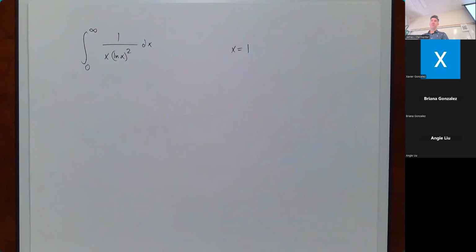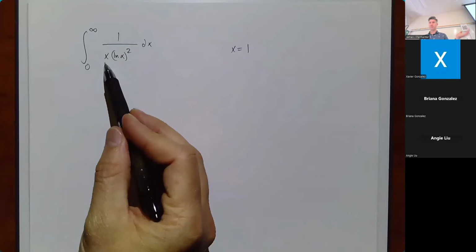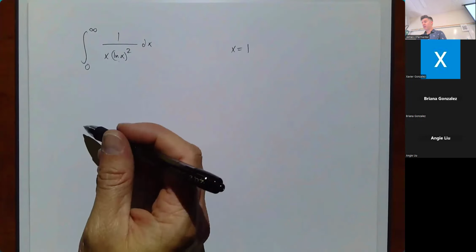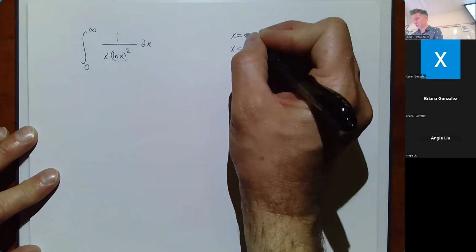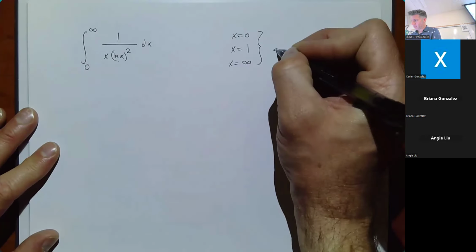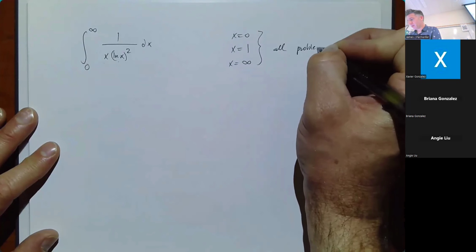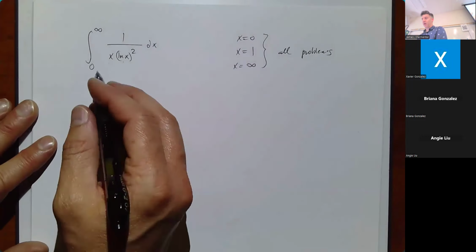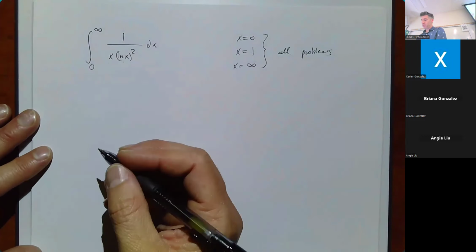Is infinity a problem? Always. Is zero a problem? For sure. For actually both pieces, right? Divided by zero and natural log of zero, both issues. So here, x equals 0, x equals 1, and although I don't like to write it, x equals infinity are all problems. And you can only deal with one problem at a time. So if you were going to do this integral, you'd have to break it up like this to start and break it up at the problem point.